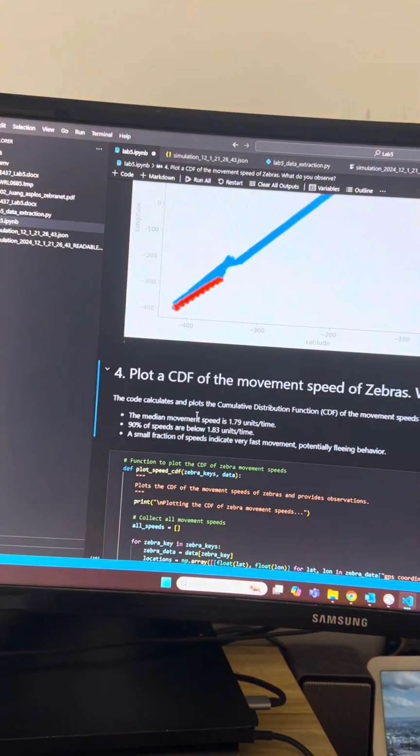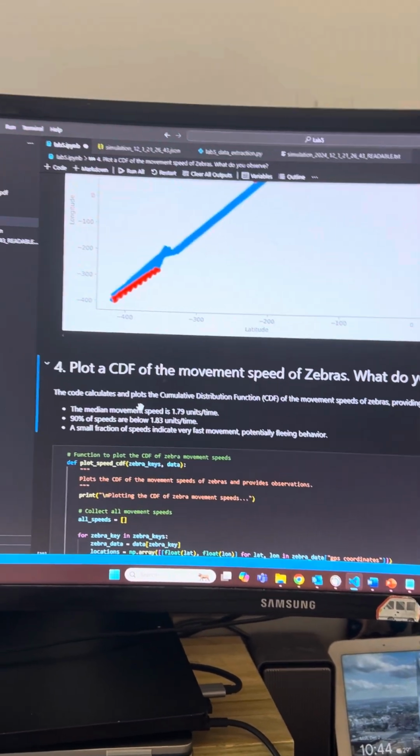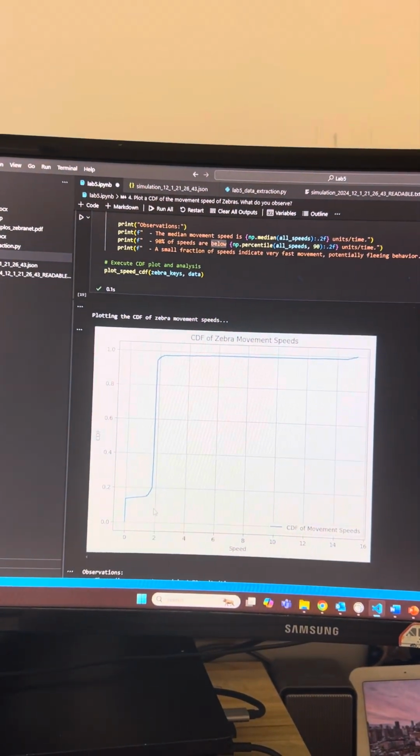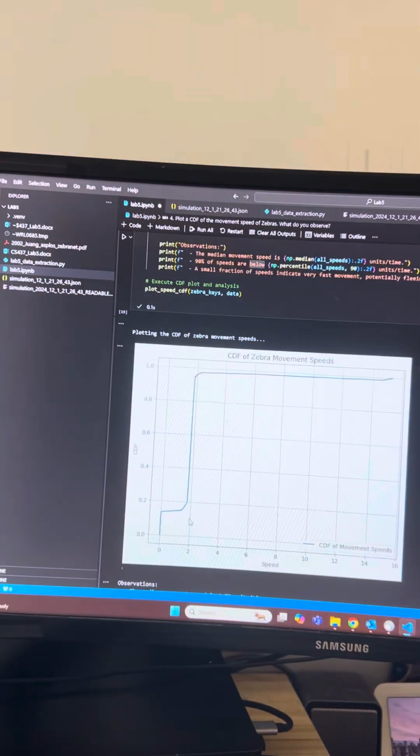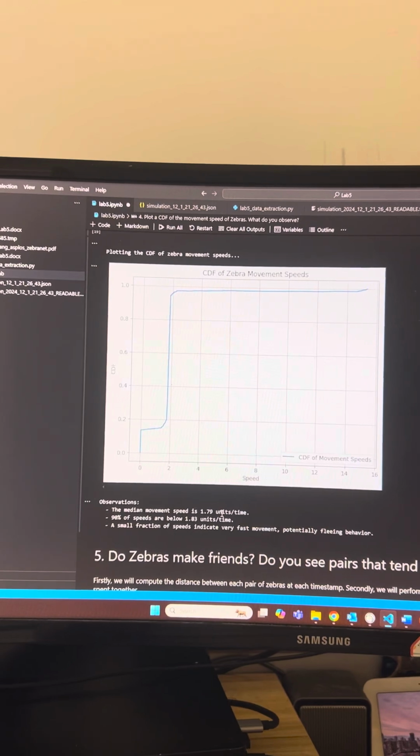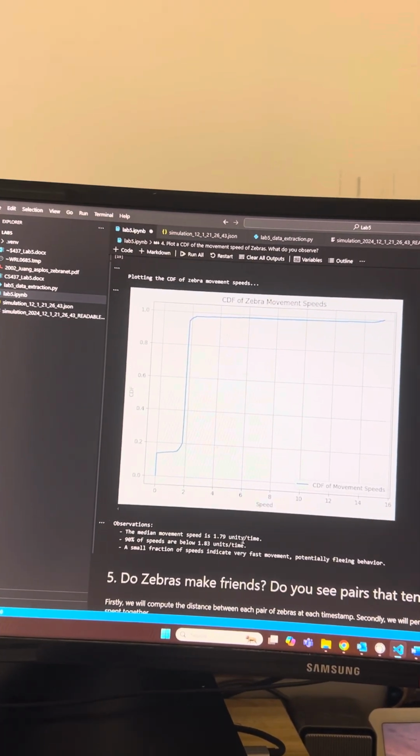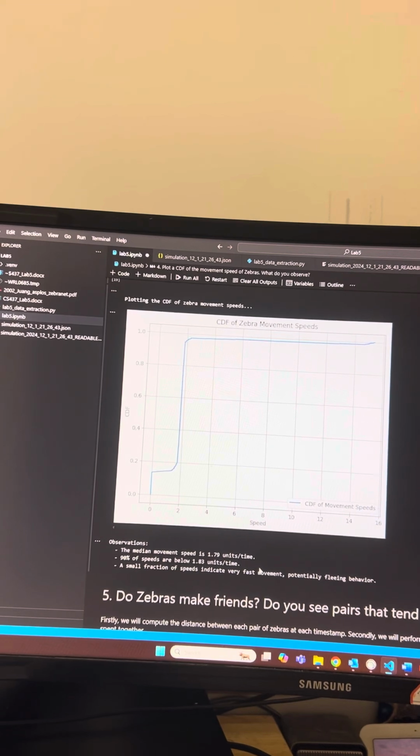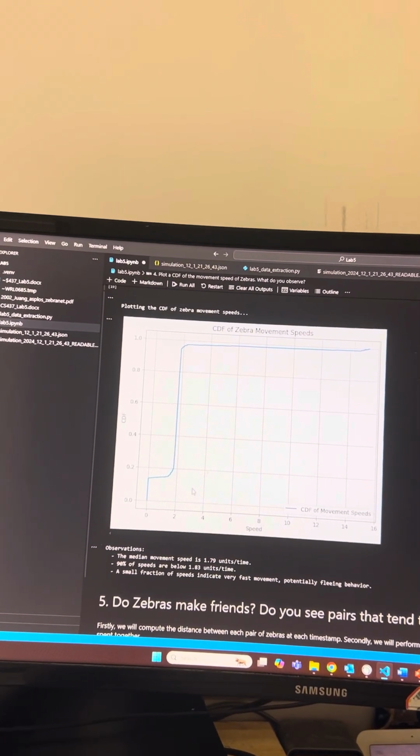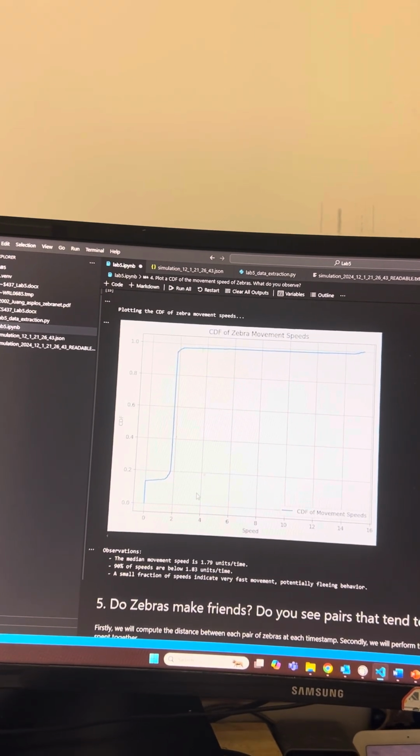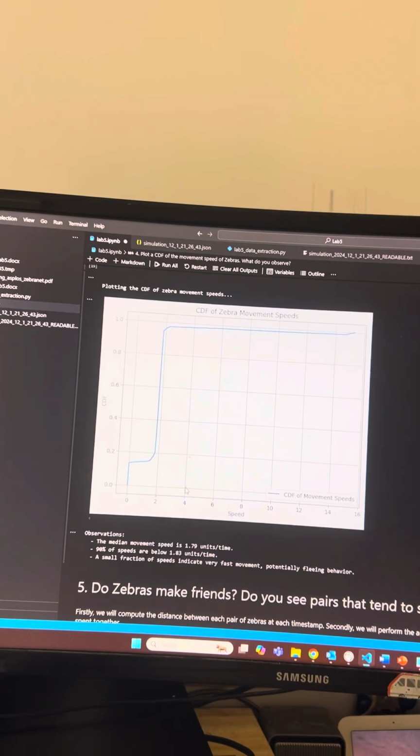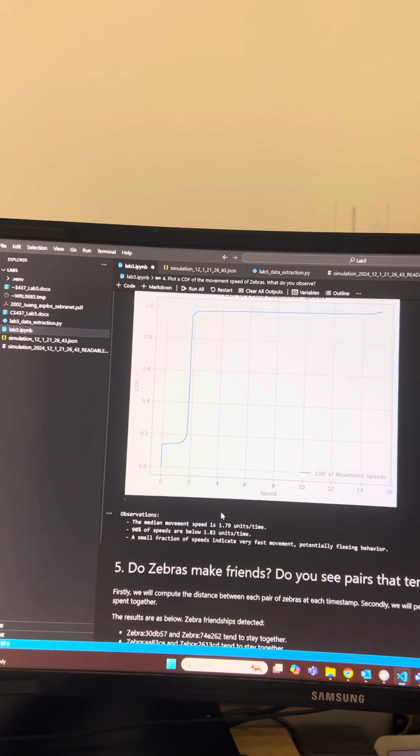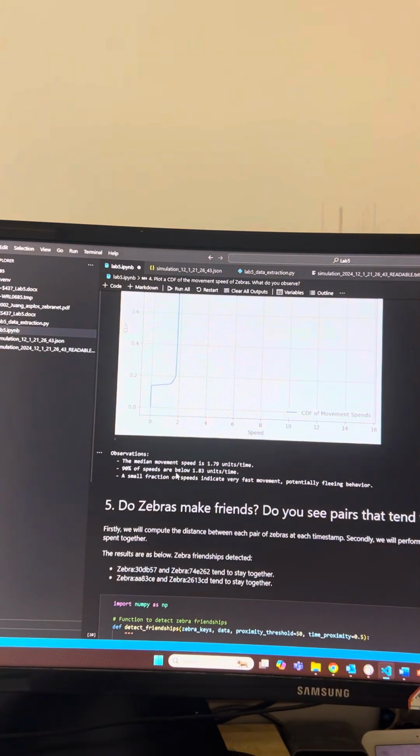Then we plot the CDF of the movement of the zebras, and what do we observe? Here I plotted the distributions of the speed. Firstly, the median movement speed is 1.979 units. 90% of the time the speed is below 1.83, which is quite interesting. A small fraction of the speeds are very fast, so they will run very fast for some period. But in general it's not so fast for most of the time.